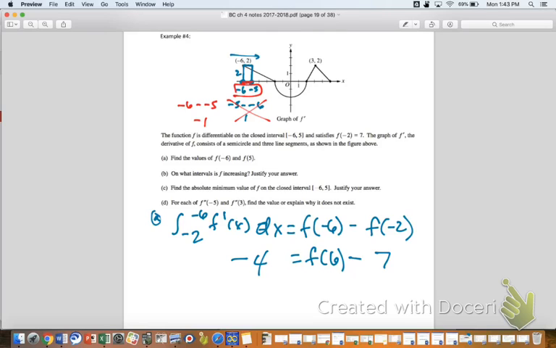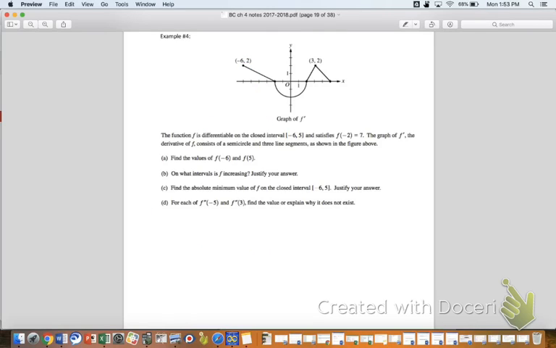B says, on what intervals is F increasing? A couple folks made the comment they felt like A was fairly difficult, especially compared to B. They said B was really easy. Maybe you felt that way, maybe you thought it was the other way around. But I think they're hitting at different things for sure. So for B, on what intervals is F increasing? Any suggestions?